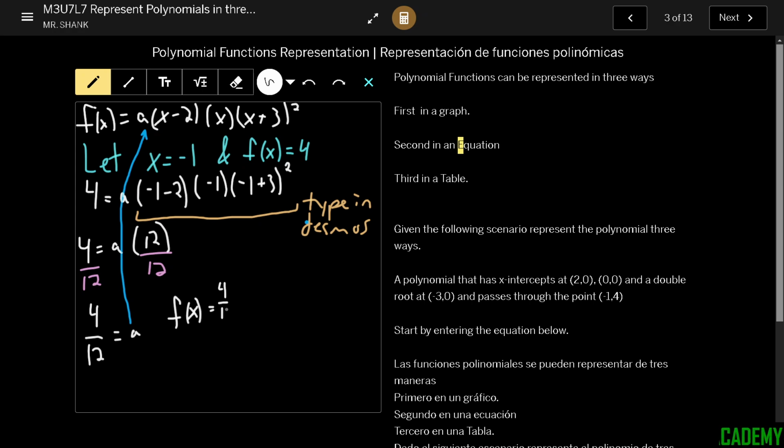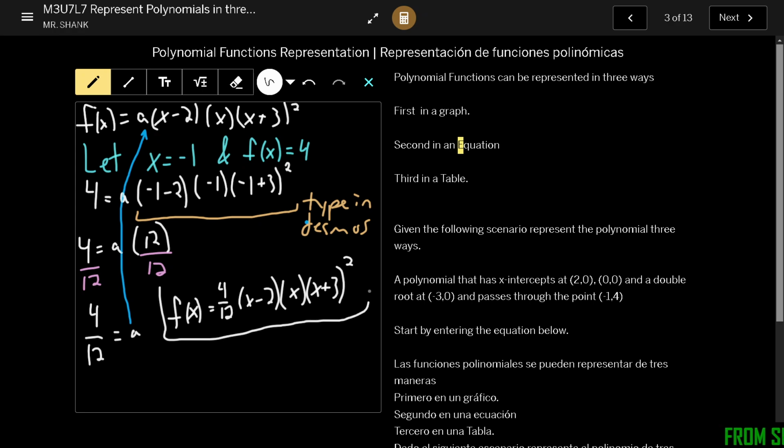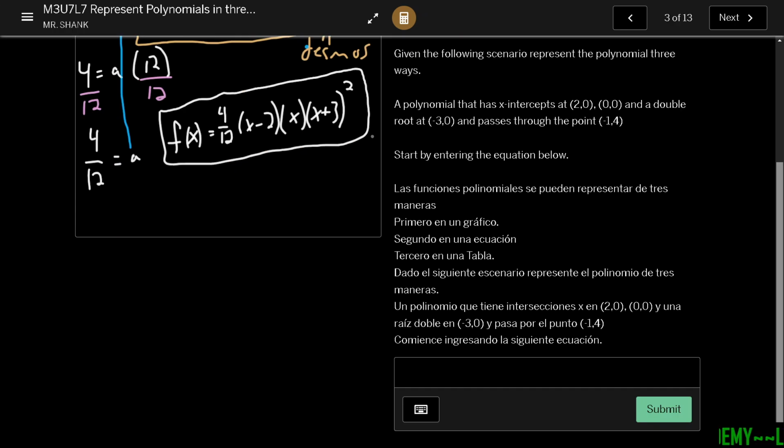Times x minus 2 times x plus 3 squared. So that's going to be our final equation for this scenario. But we have to always check before I type it in.